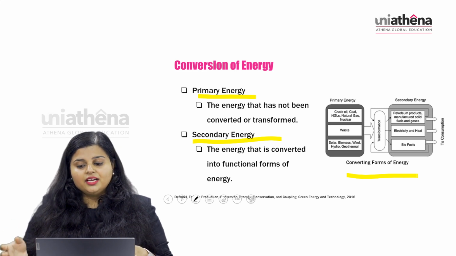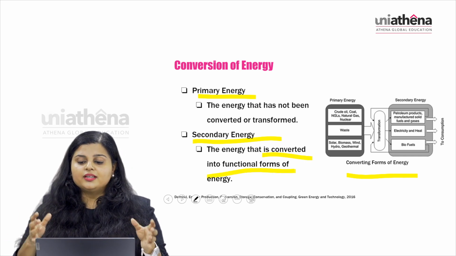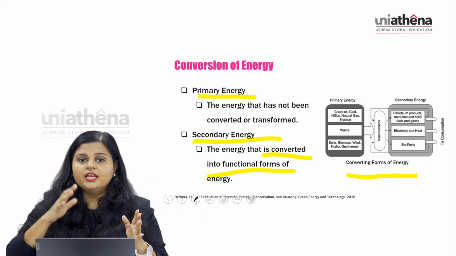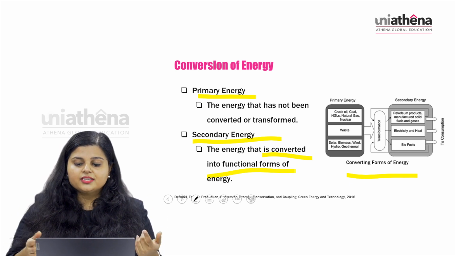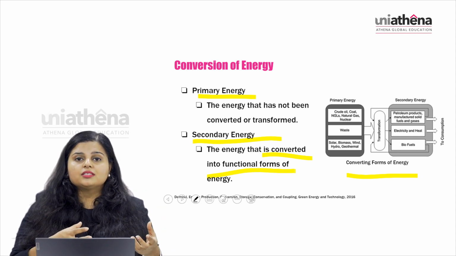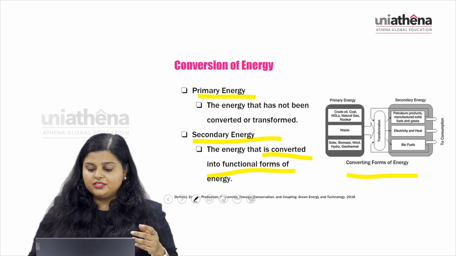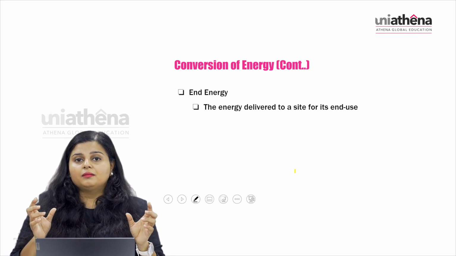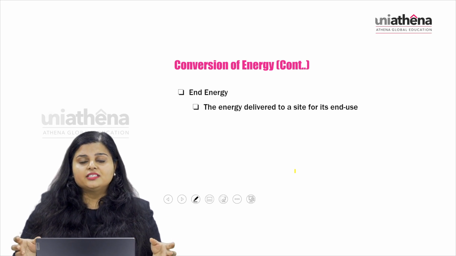The secondary energy on the other side is the energy that has been converted into functional forms of energy. Let's look at some examples. The transformation comes from utilizing the primary energy into functional forms, such as petroleum products, manufactured solid fuels and gases, electricity and heat, biofuels, etc. So we are getting a product out of the primary sources, and those are what we call the secondary sources of energy. And finally, in the context of a building, we also use a term called end energy. End energy is the energy which finally reaches the end user.